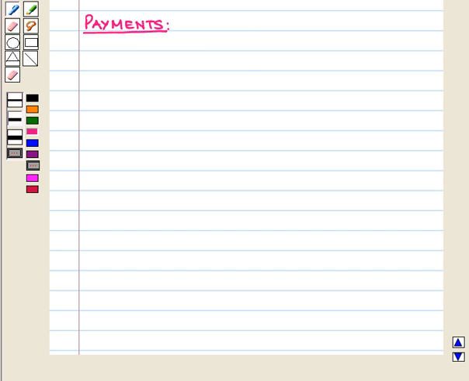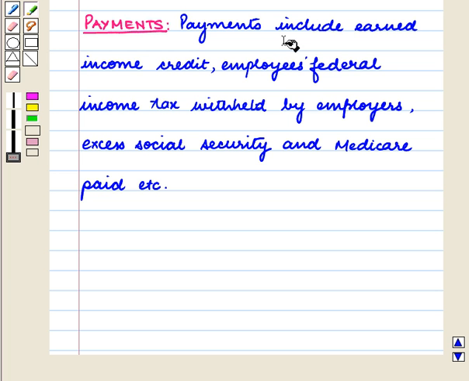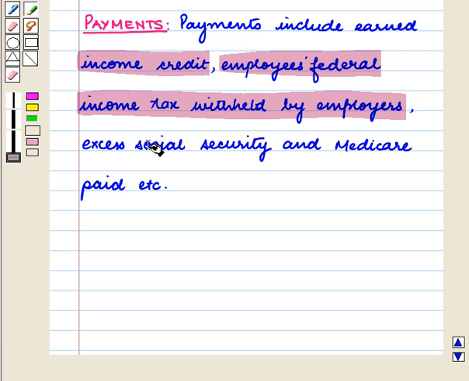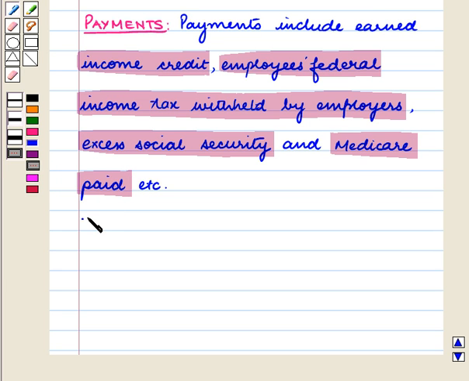Now let us see what are payments. Payments include earned income credit, employees' federal income tax withheld by the employers, excess social security and Medicare paid, etc. These payments are subtracted from total tax due.